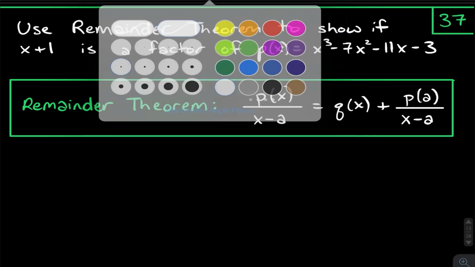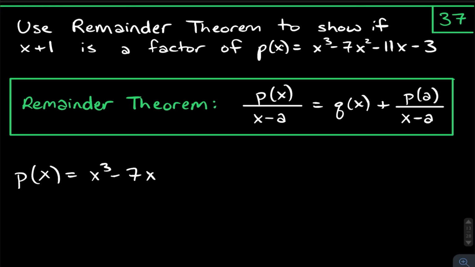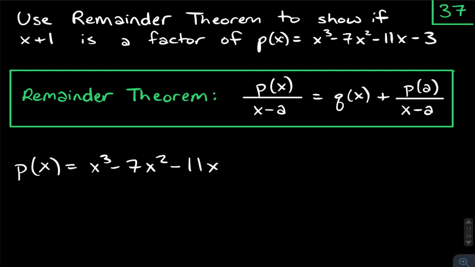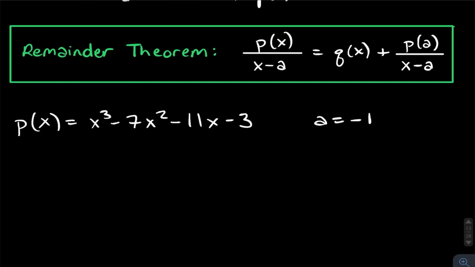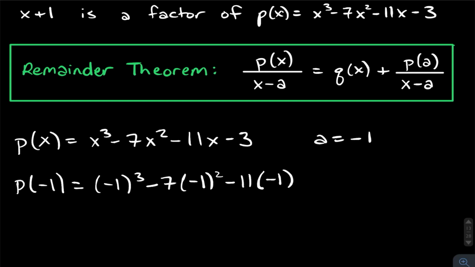Let's get a white marker here. And so let's go ahead and do p of x is x cubed minus 7x squared minus 11x minus 3, and we know for our a, we flip the sign and we get -1, right? That comes from here. And we plug in -1, we get -1 cubed minus 7 times -1 squared minus 11 times -1 minus 3. Just plugging in a -1 everywhere we see an x, right?